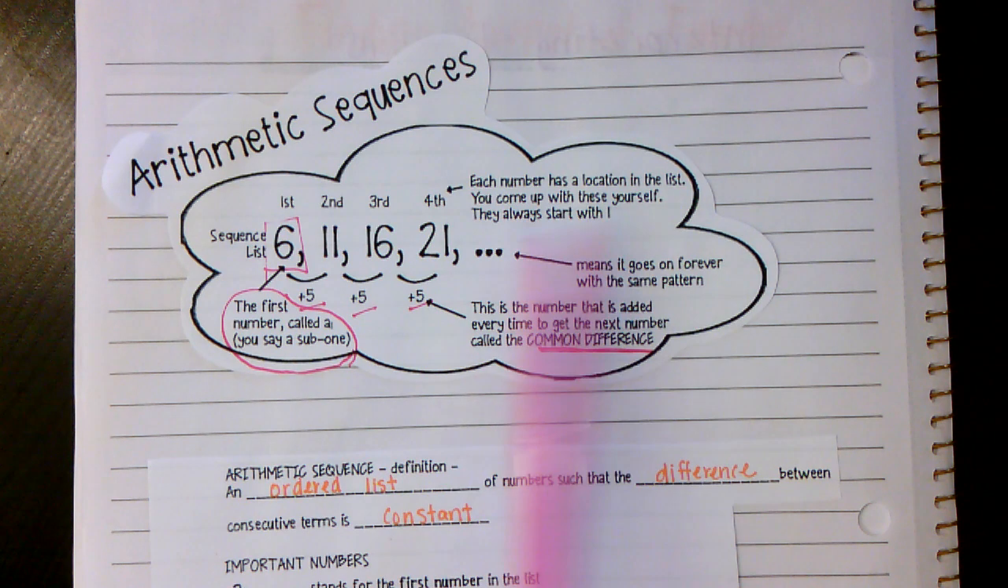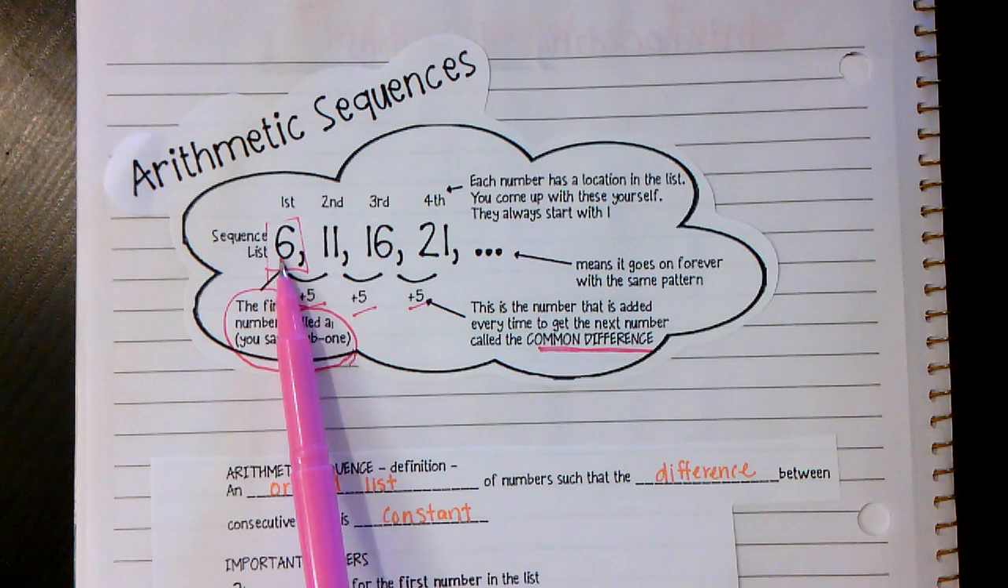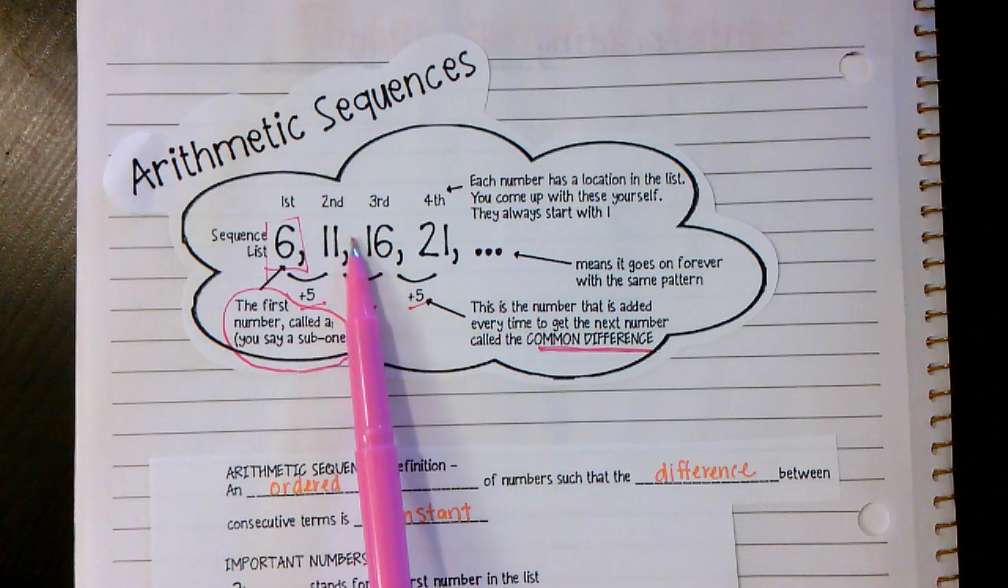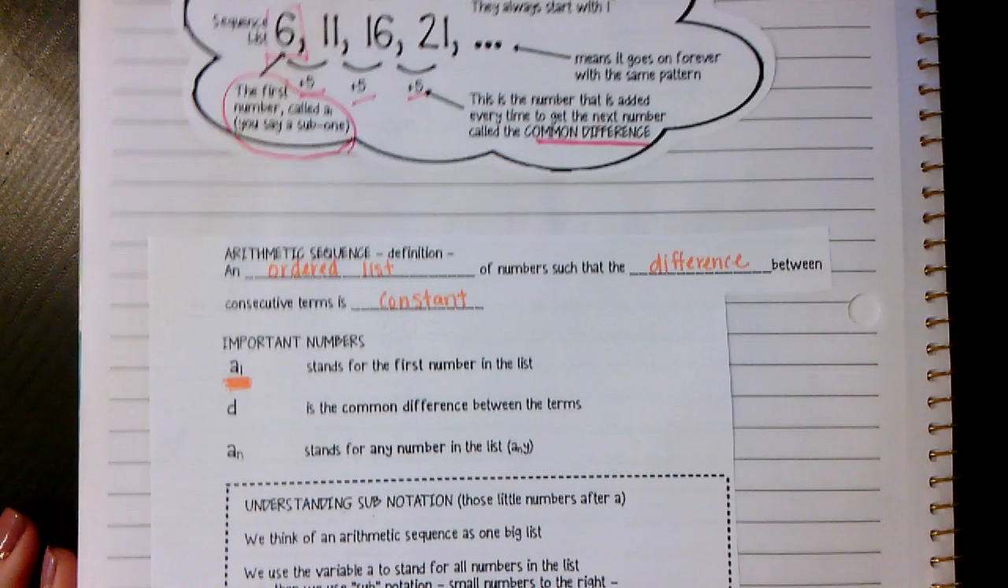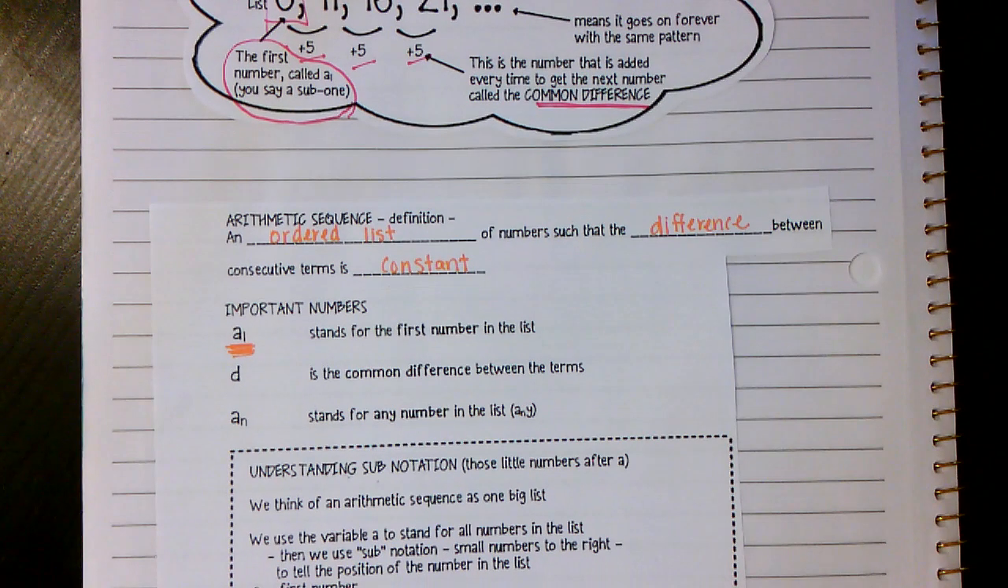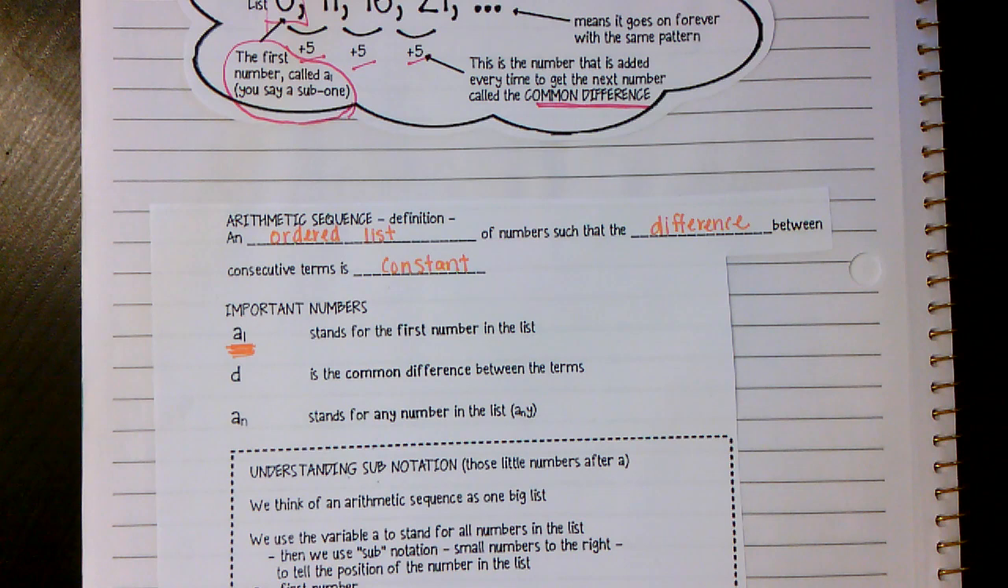You can come up with these yourself. I always start with 1. So they chose to start here. This is the first number, second, third, fourth. So an arithmetic sequence, the actual definition, is an ordered list of numbers such that the difference between the consecutive terms is constant. And we saw that above. The difference was the same every time.